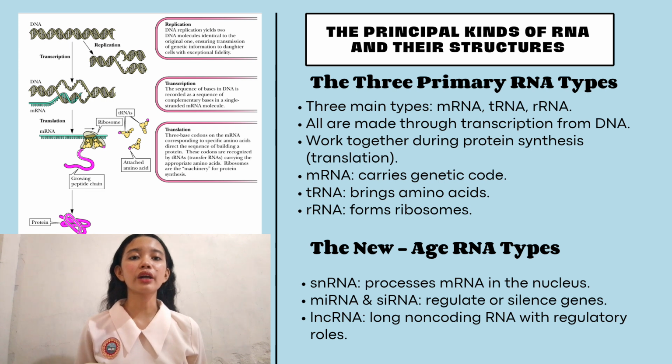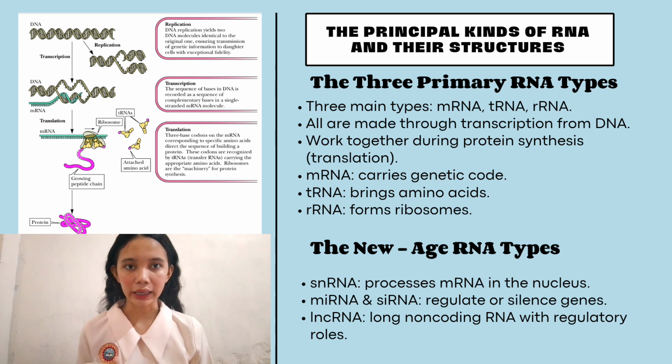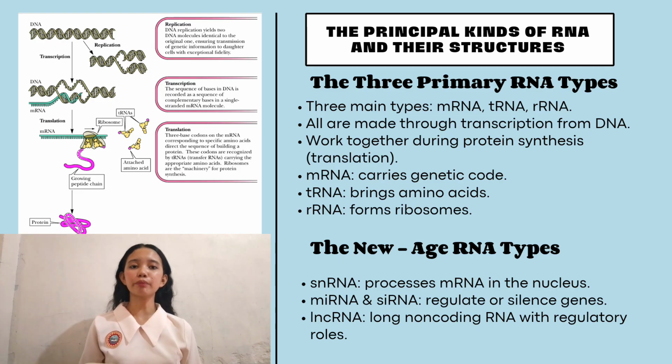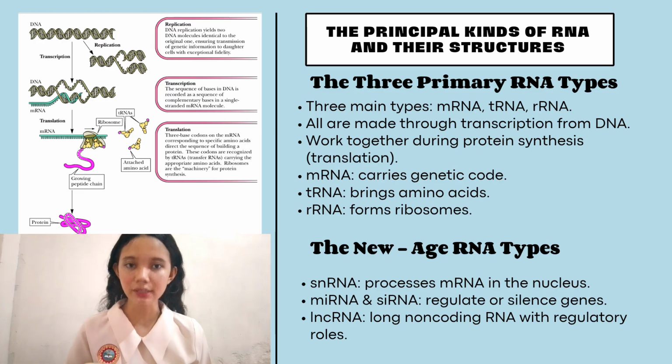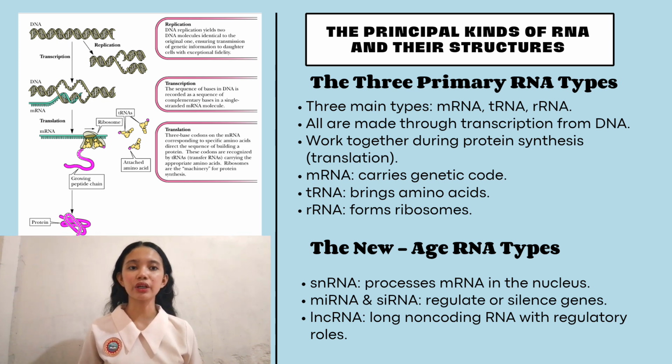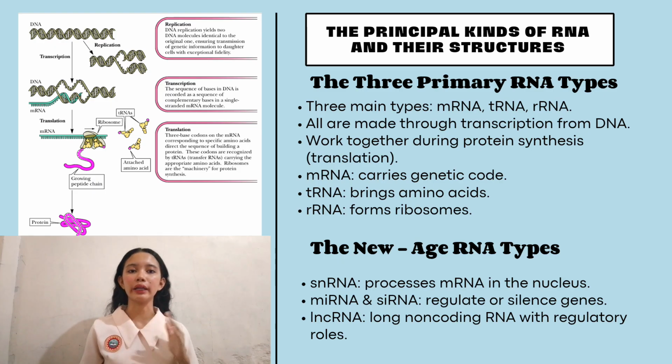Inside the cell, there are many types of RNA, but the three main kinds are mRNA, rRNA, and tRNA. Each one plays an important role in the process of protein synthesis. All RNA molecules are produced from DNA through a process called transcription, where the sequence of bases from DNA is copied into RNA. So, first, we have the messenger RNA or mRNA.